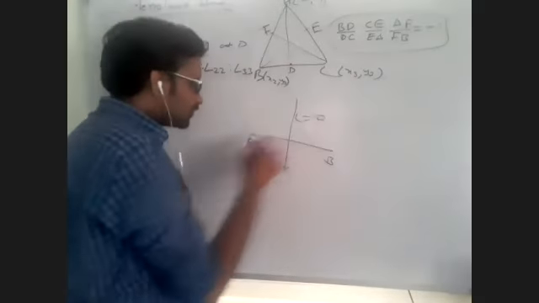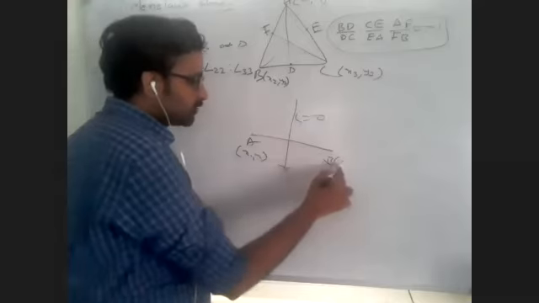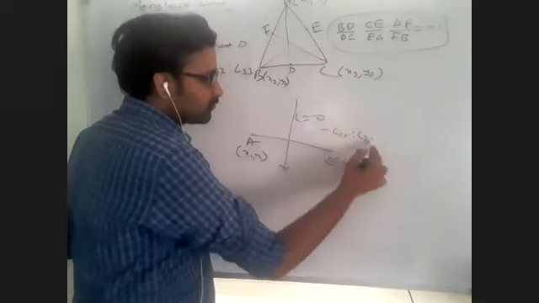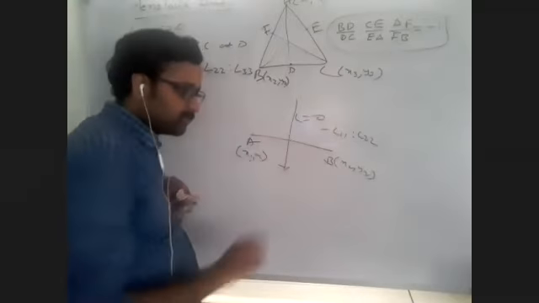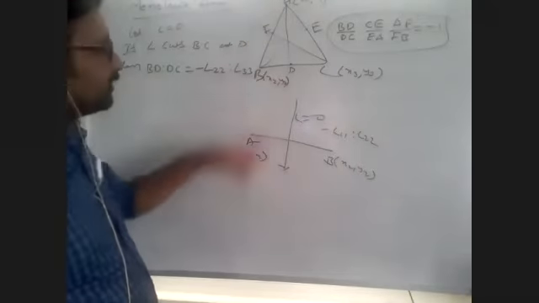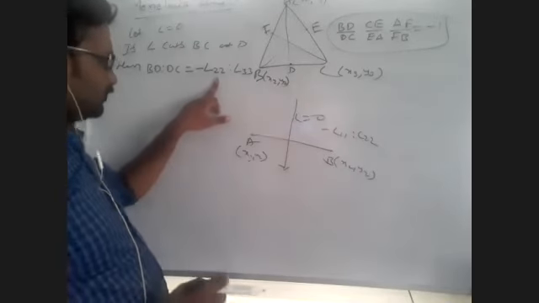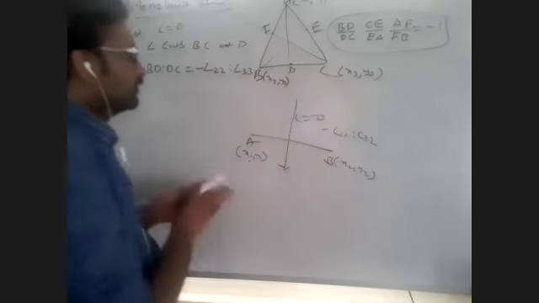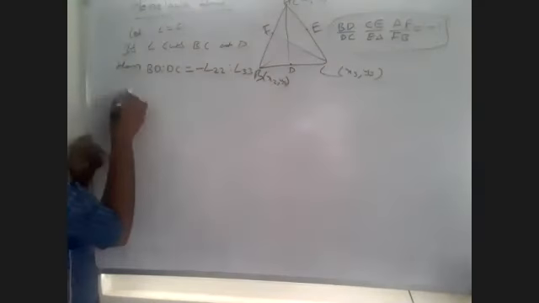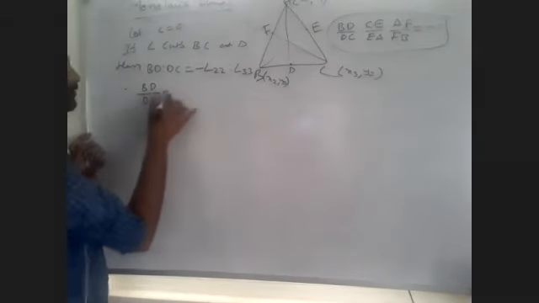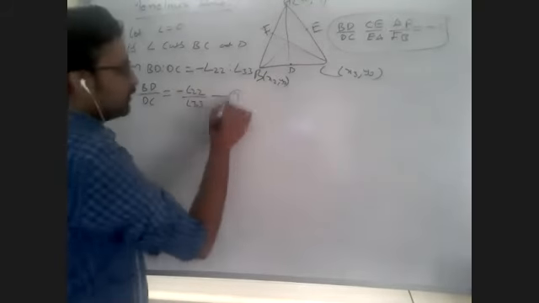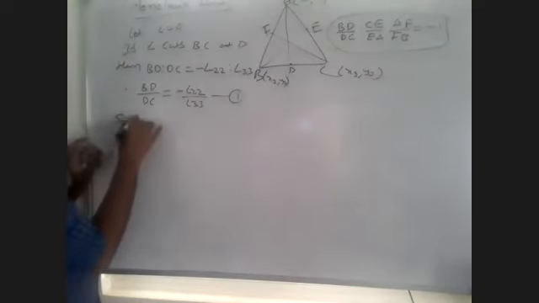If L equal to 0 cuts the line segment x1, y1 and x2, y2, the ratio is minus L11 is to L22. L11 means we are substituting x1, y1, and L22 means we are substituting x2, y2. In the same way, this line divides BC. Now B is x2, y2 and C is x3, y3, so L22 and L33. Therefore, BD by DC is equal to minus L22 by L33. Equation number 1.